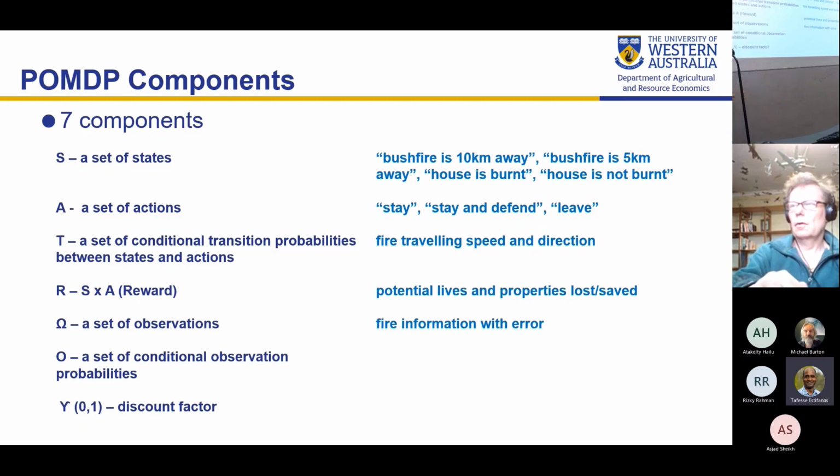And the agent has a set of observations, except nothing is 100% certain. So that's why there's an observation function. That's the O, the set of conditional observation probabilities. That depends on the state and the action the agent just took, and they get a different observation about the new state. I'll explain more in the next slide how all these things join together.